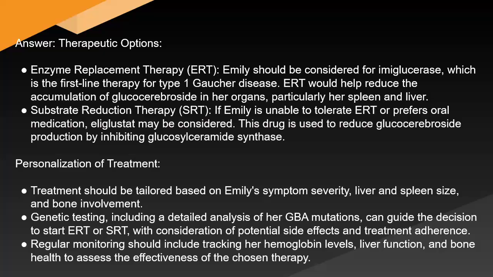Personalization of treatment. Treatment should be tailored based on Emily's symptom severity, liver and spleen size, and bone involvement. Genetic testing, including a detailed analysis of her GBA mutations, can guide the decision to start ERT or SRT, with consideration of potential side effects and treatment adherence. Regular monitoring should include tracking her hemoglobin levels, liver function, and bone health to assess the effectiveness of the chosen therapy.